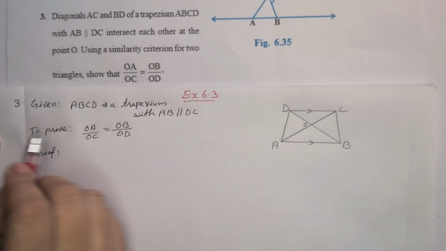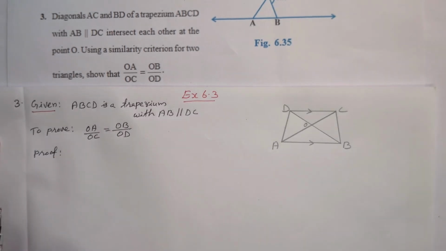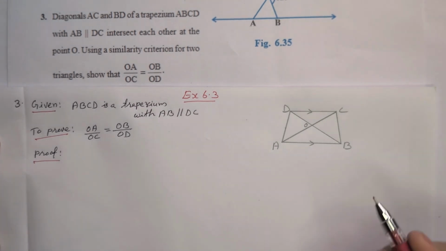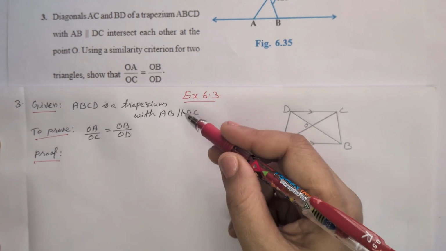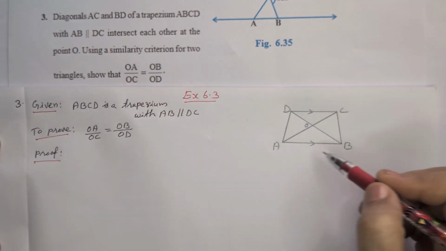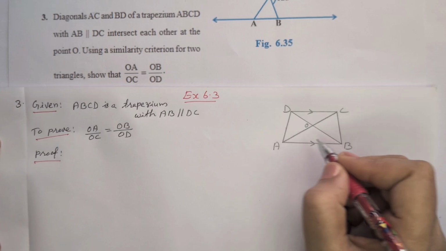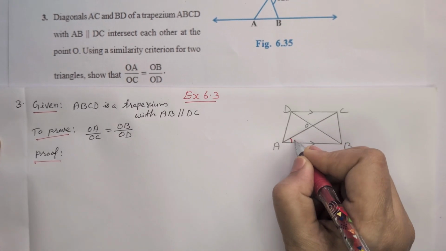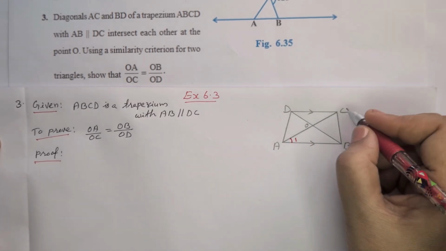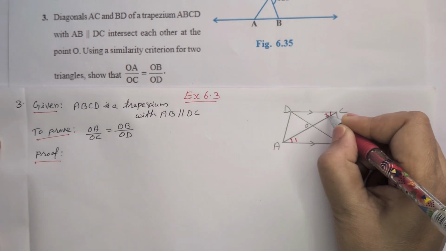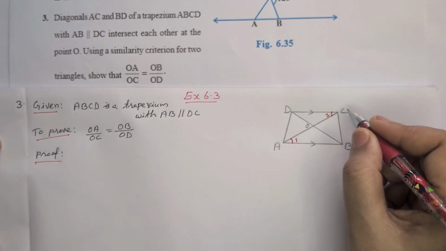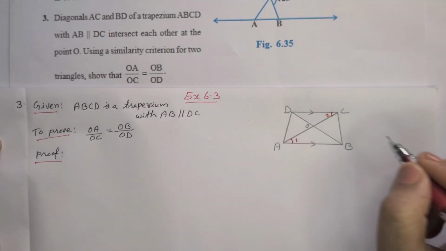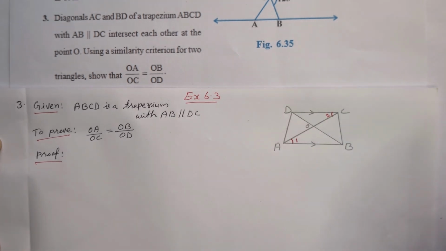First we can write what is given. ABCD is a trapezium with AB parallel to DC. Then to prove is what the question asks. After that, the proof. From the given terms, trapezium ABCD and AB parallel to DC, we can consider these two triangles. In these two triangles, we can mark angle 1 is equal to angle 2. What is the reason? Two parallel lines, and this is the transversal, so alternate interior angles are equal.